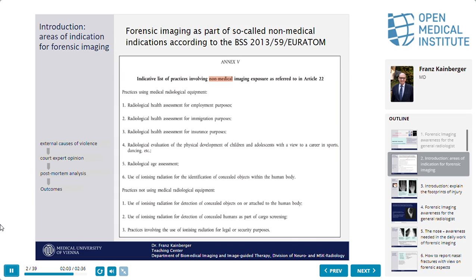So this is a relatively long list of indications for imaging that are official law, and we are probably not that much aware of them in our work. This is, to one degree, external causes of violence, court expert opinion, post-mortem analysis. I will more or less skip that because that's really in the hands of specialists. And after all, what is the sense of what we are doing?